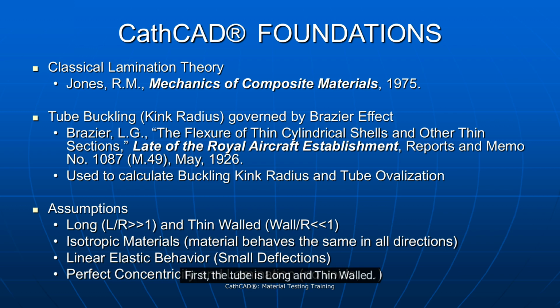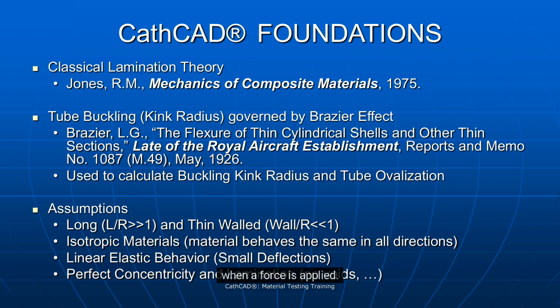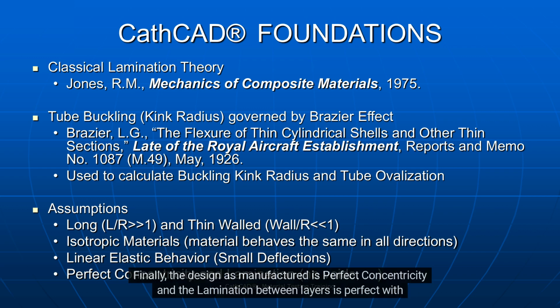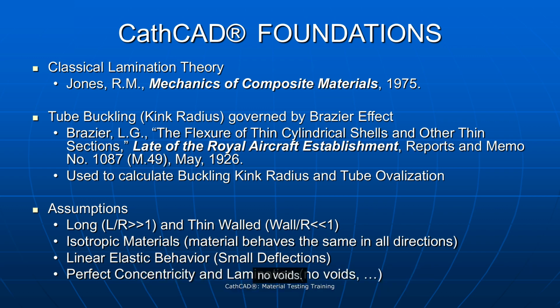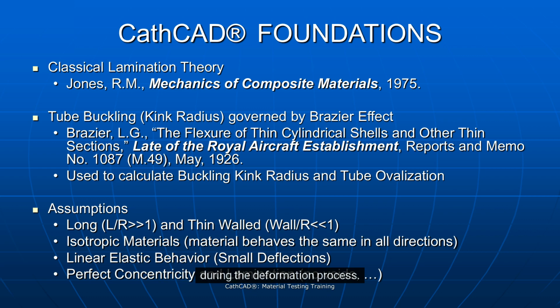First, the tube is long and thin-walled. Second, the materials used in the design are isotropic. That is, the material behaves the same in all directions when a force is applied. Third, the overall design exhibits linear elastic behavior, which also means the deflections imposed are small. Finally, the design as manufactured has perfect concentricity, and the lamination between layers is perfect with no voids. These assumptions also assume that the connecting layers never delaminate or separate from each other during the deformation process.